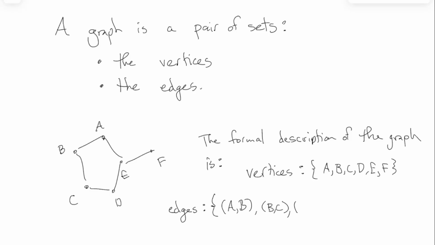There's an edge B to C. There's an edge C to D. There's an edge D to E. There's an edge E to A. And there's also an edge E to F. And I think I wrote down all the edges. There are 6 edges here. All right? This is the formal description of what the graph truly is.